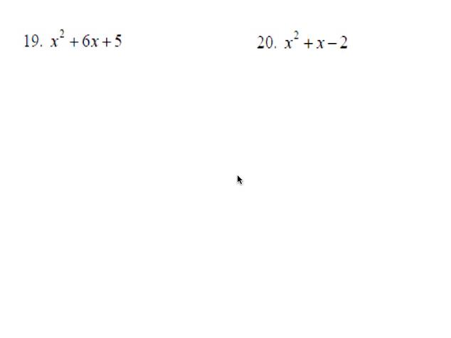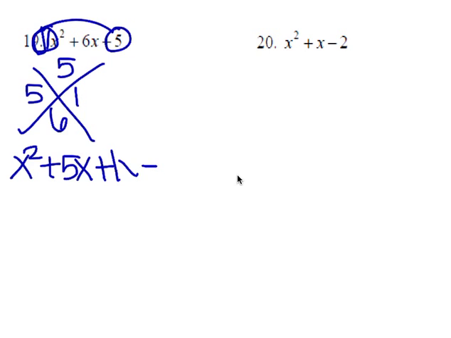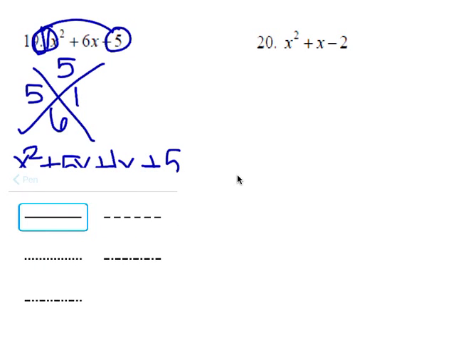Let's take a look at number 19. So we're going to set this up. So this is the same as a 1. So 1 times 5 is 5. So you're multiplying to 5 and adding to 6. So that's going to be 5 and 1. So now I'm ready to set it up for grouping. So instead of writing 6x, I'm going to write 5x plus 1x plus 5. And now I'm ready to factor by grouping.